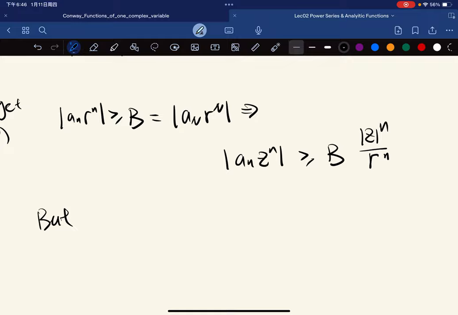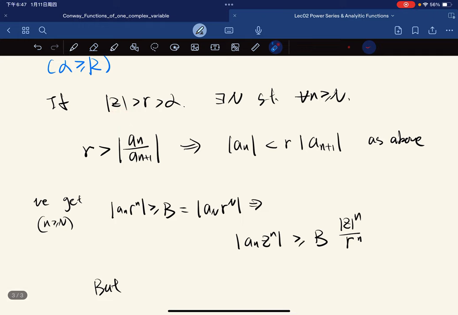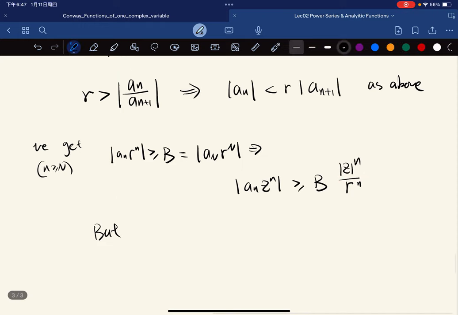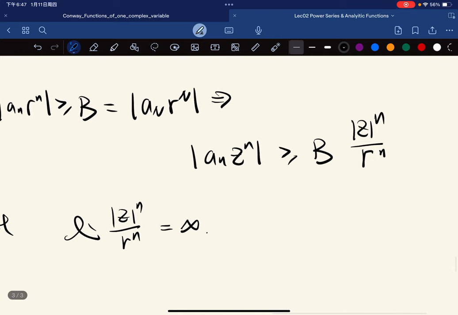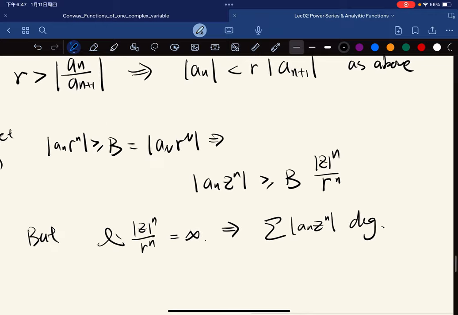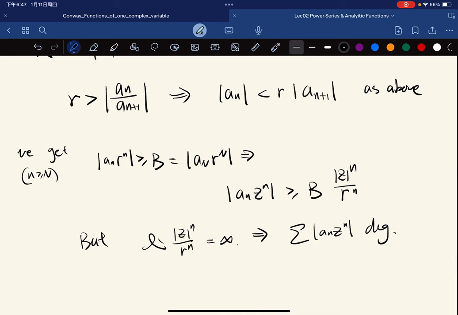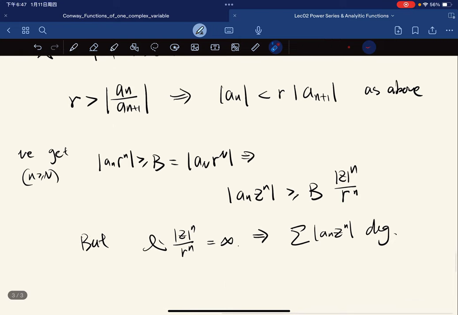But notice that we're just using the tricks, right? We have this, then we have this. Which means that it goes to infinity, right? And we know that all these terms are greater than these terms. Well, if this diverges, then we also know that the sum of a_n z^n diverges, right? So we have shown that if z is greater than r, greater than alpha, we have this divergence.